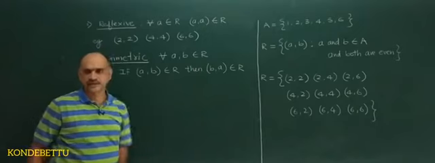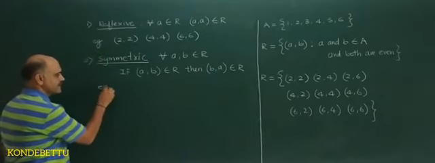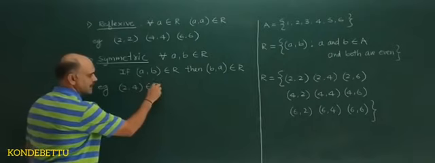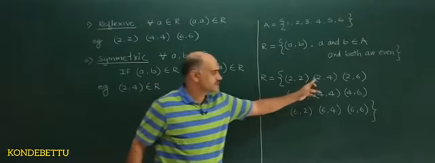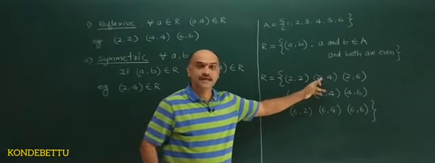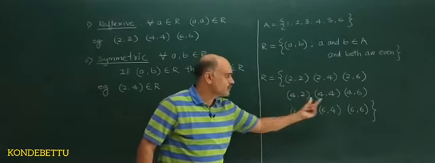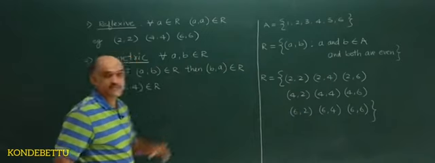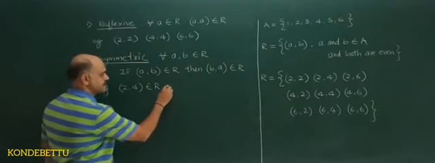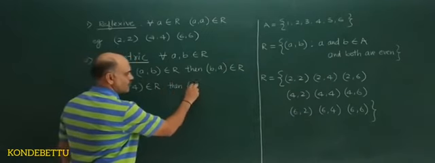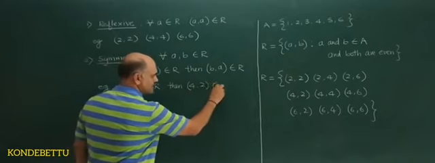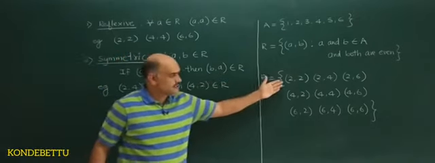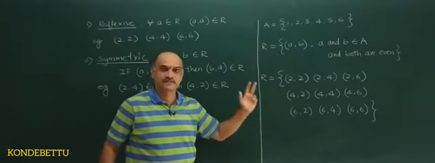Now you can check. In the given example, if we check, 2 comma 4 belongs to R, correct? 2 comma 4 is there. Then which element has to be there? 4 comma 2. So 4 comma 2 is also there. Similarly you can check for all the various elements, and you will get all of them true.